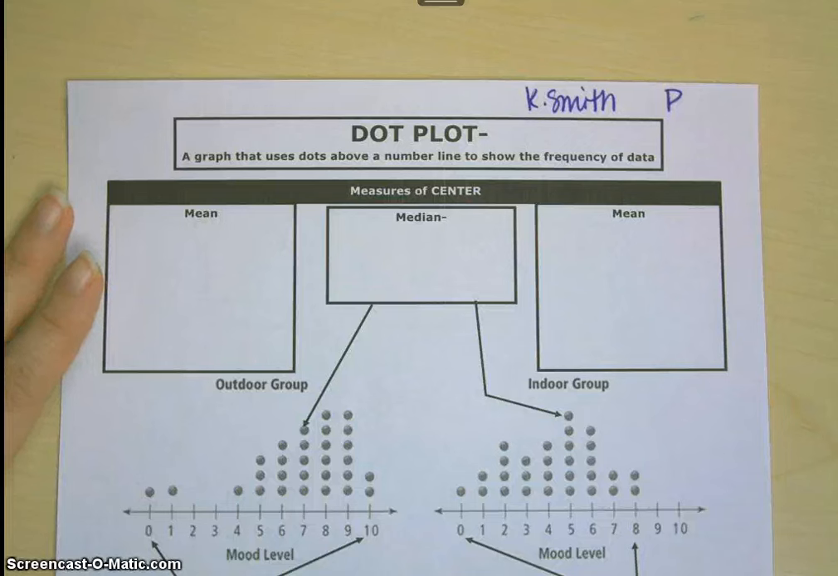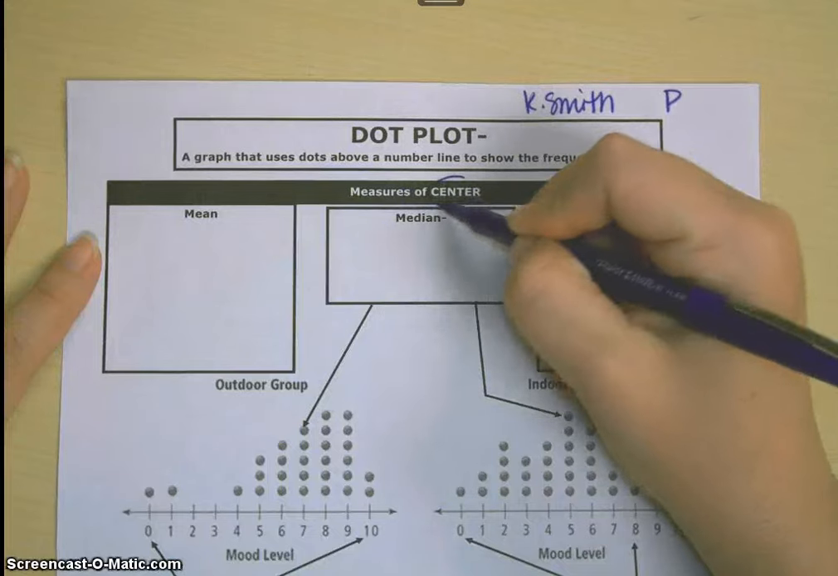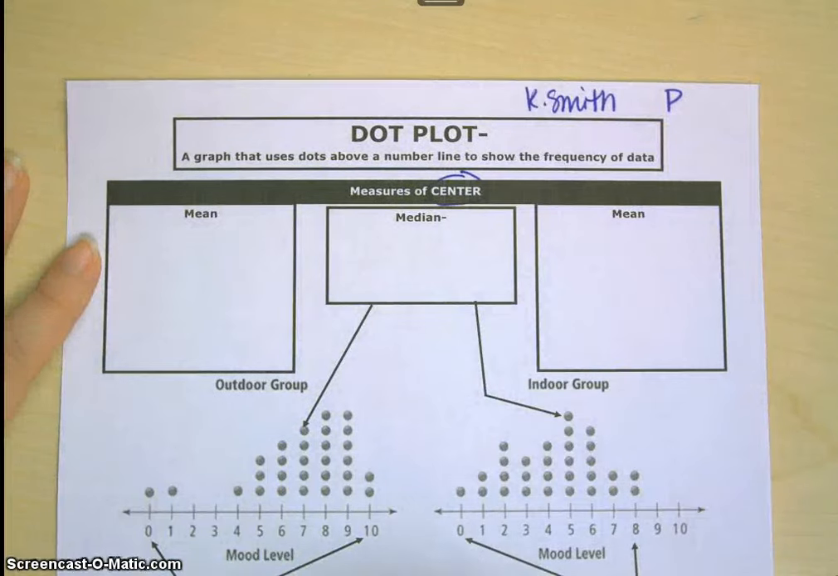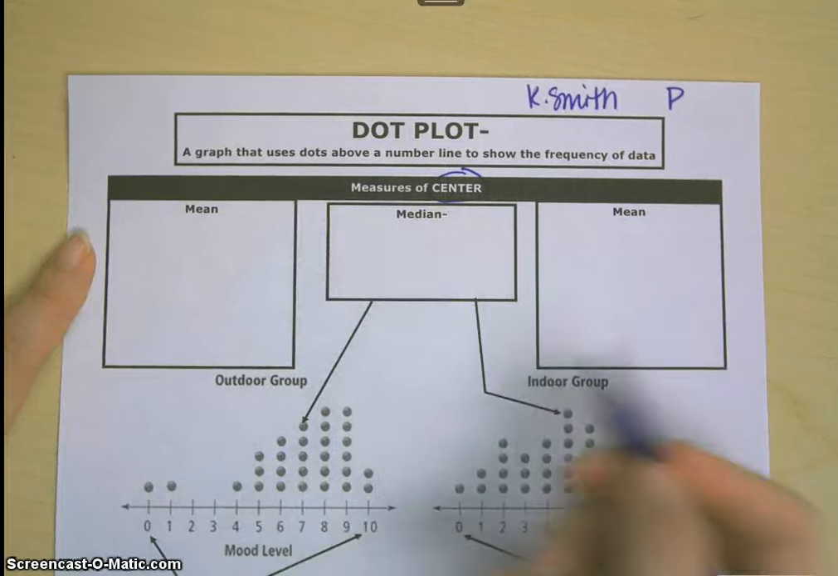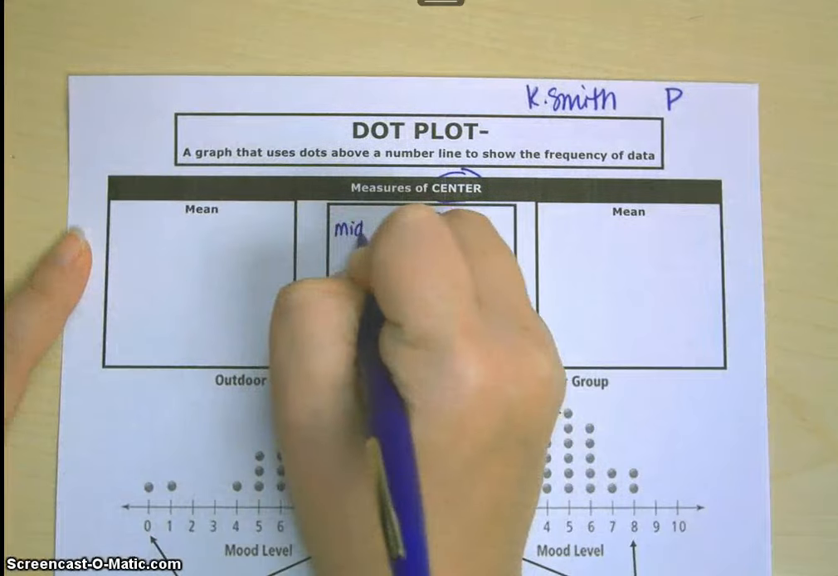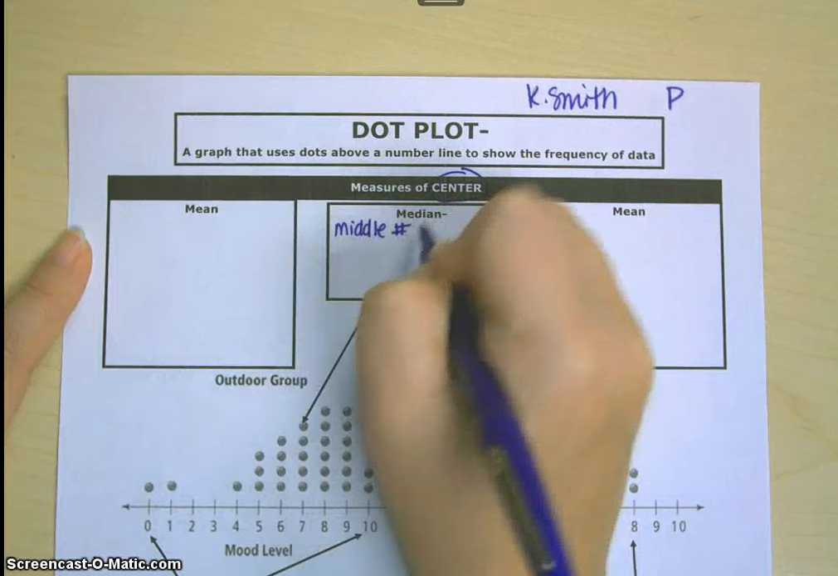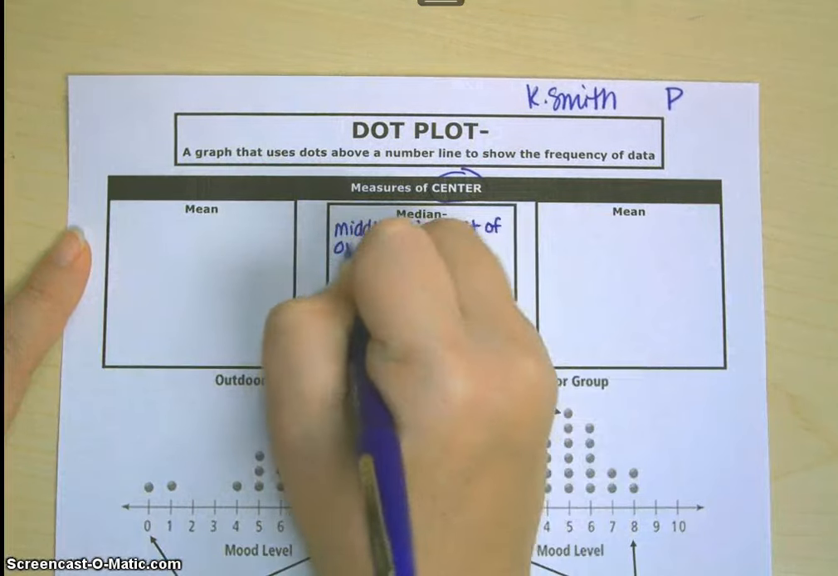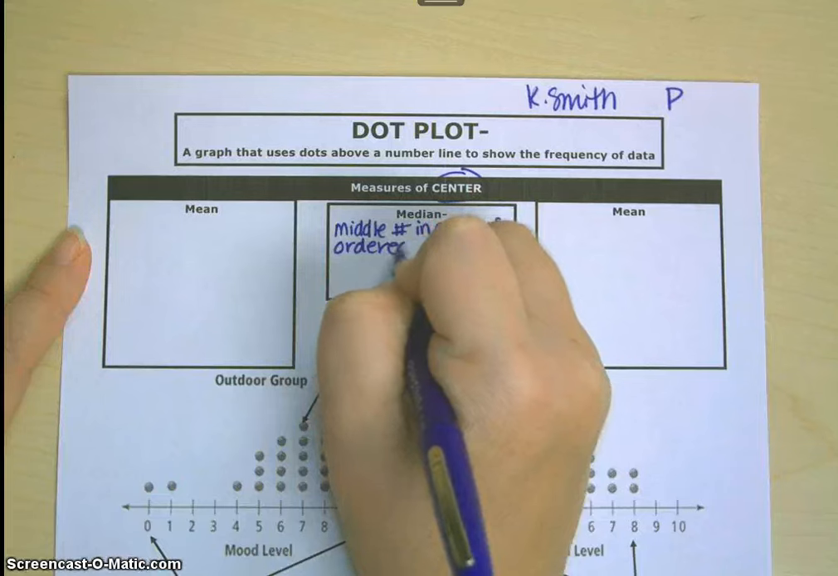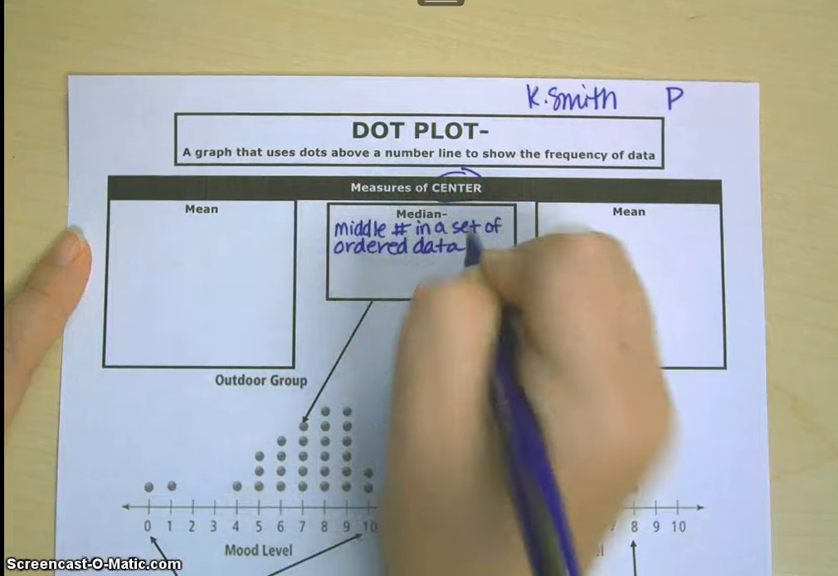All right, so we're going to start with our different pieces of data here. We have our measures of center. So if it ever asks you about a measure of center, it's talking about median or mean. A lot of times it's talking about the median. So when we look at these dot plots, and remember, a dot plot is a graph that uses dots above a number line to show the frequency of the data. So if we want the median, now remember, the median is the middle number in a set of ordered data.